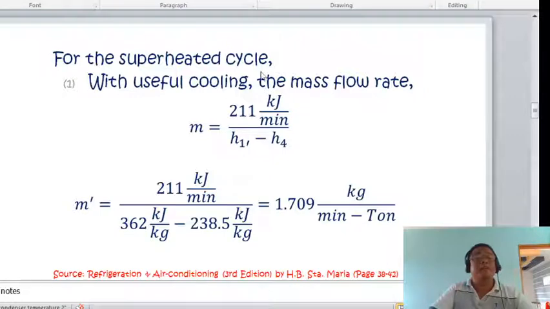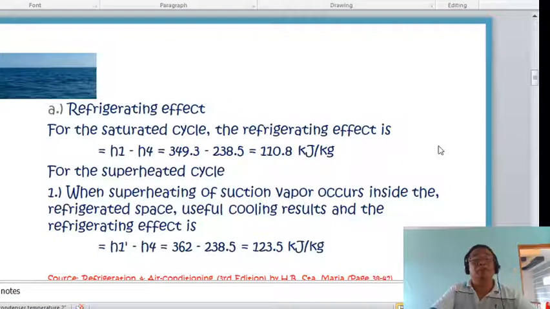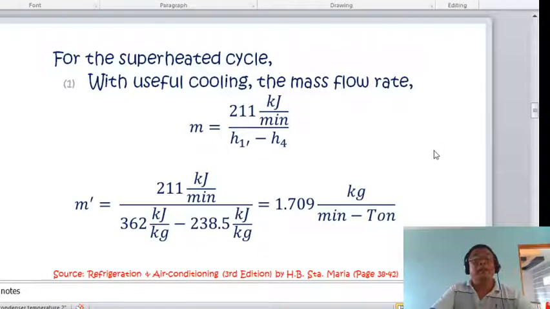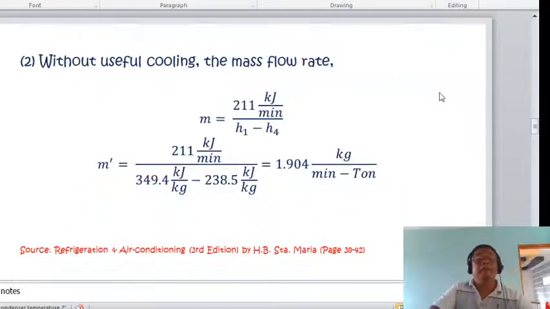For the superheated cycle with useful cooling, the mass flow rate is 1.709, class, so 1.7. Take note that the value will decrease from 1.9 to 1.7, class. Next, without useful cooling, the mass flow rate is again 1.904 kilogram per minute per ton.